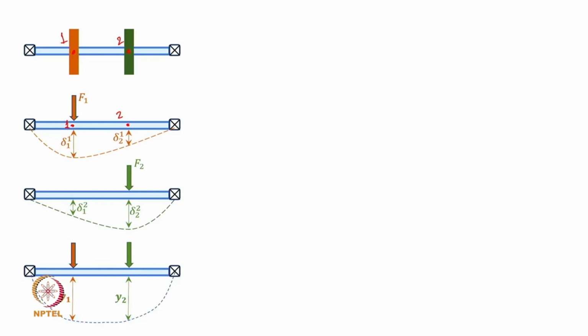there will be a linear superposition of the deflections, and then the deformation of the shaft at locations 1 and 2 would be given by y1 and y2. This is our static case where forces F1 and F2 are static forces acting on the shaft. Now, how do I find delta 1 1 or delta 2 2 and so on?